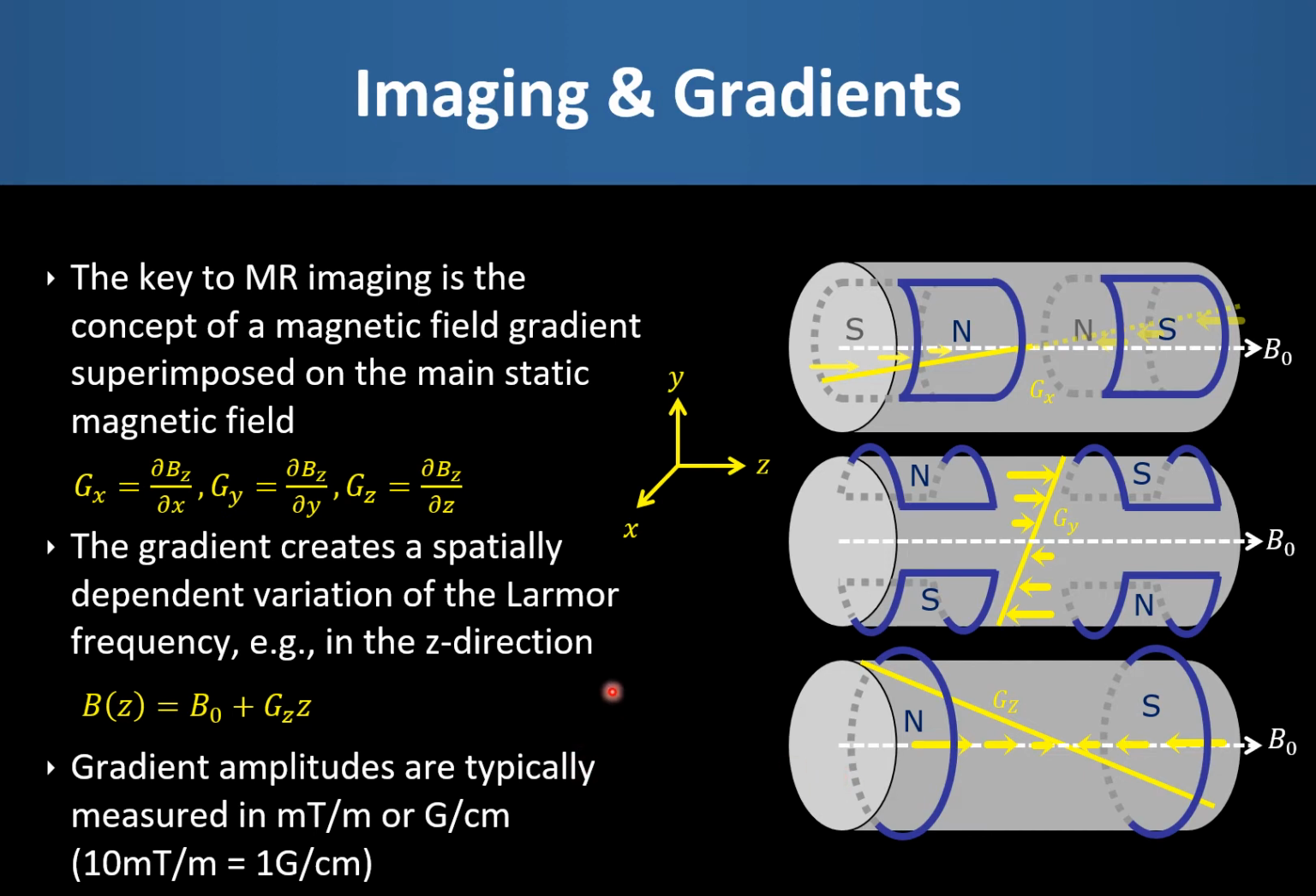The effect of each gradient is to create a spatially dependent variation of the Larmor frequency with position. For example, in the Z direction, there is a continuous linear decrease in Larmor frequency from the north pole of the gradient to the isocenter, where the Larmor frequency is just given by the static magnetic field, and then a further decrease in Larmor frequency towards the south pole as the gradient is in the opposite direction to B0.